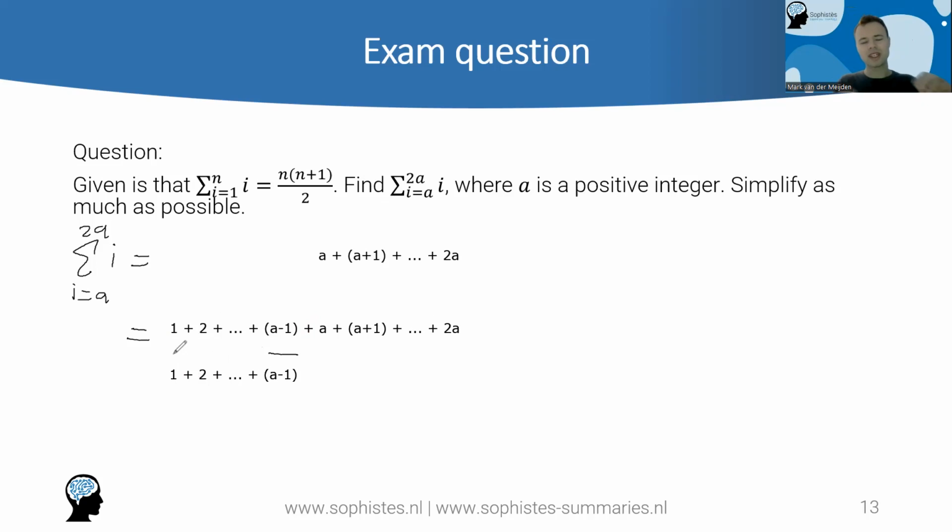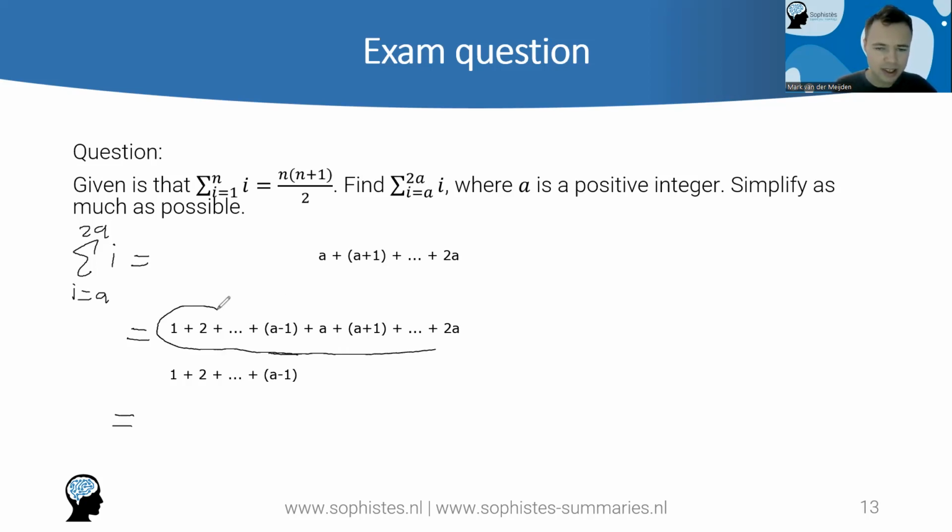Now we have two series that start at 1. That means we can apply this trick here. Okay. So from here on, it will become less difficult. This one was the difficult step to see. Okay, so here we go.